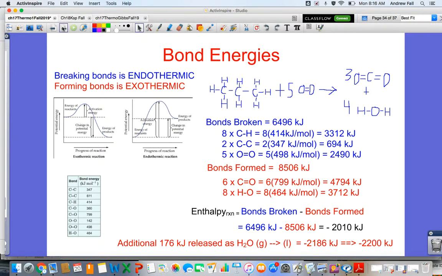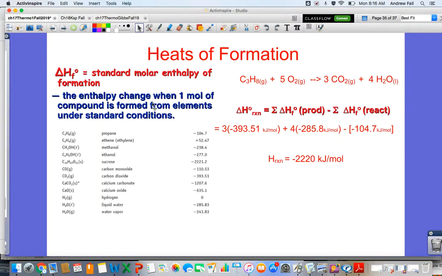If we take a look at this reaction through the terms of heats of formation, which is essentially an extension of what we're going to learn about in the next slide called Hess's Law, we're going to use heats of formation. So the enthalpy change for a reaction is equal to the sum of the heats of formation of the products minus the sum of the heats of formation of the reactants. And the heat of formation is the enthalpy change when 1 mole of a compound is formed from its elements under standard conditions. So basically what they are at room temperature.